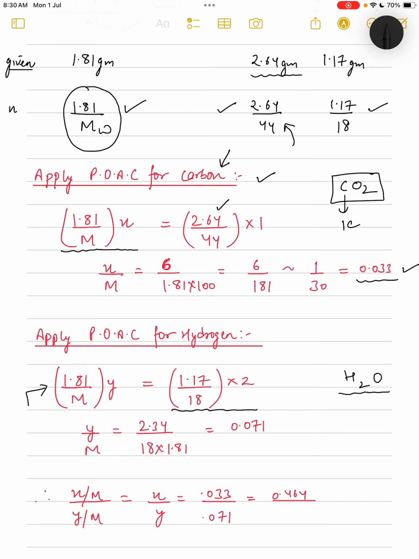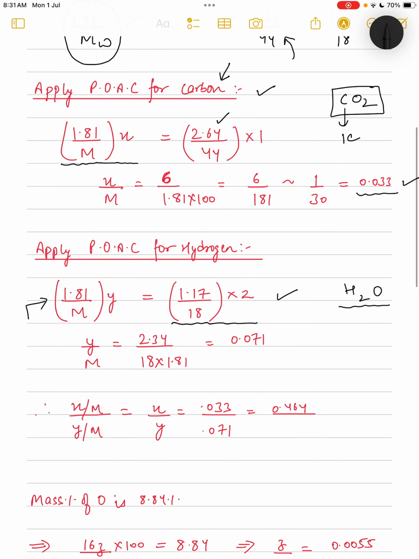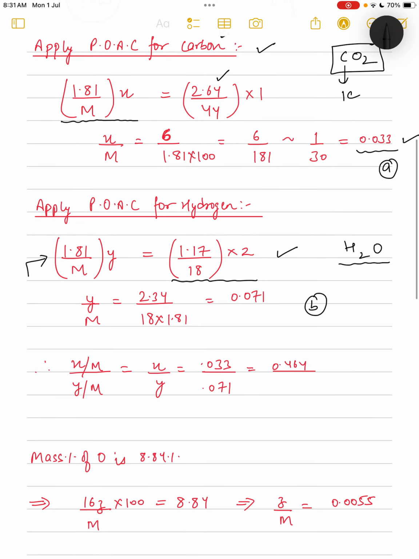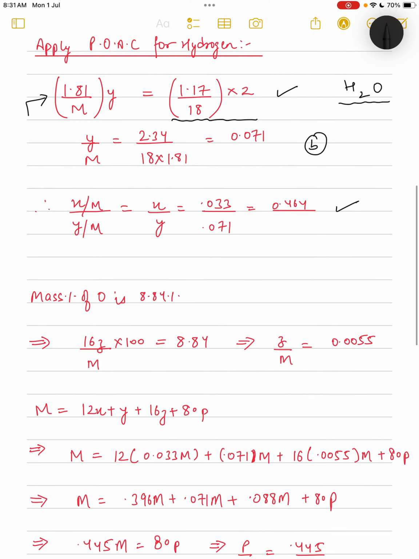It will be this much. So by solving this one also, we will get y upon m. So y upon m will be equal to 0.071. So we have this equation A, we have this equation B. We will do one thing, we will take the ratio of A and B. So when we take the ratio of A and B, we will obtain x upon y is equal to 0.464.